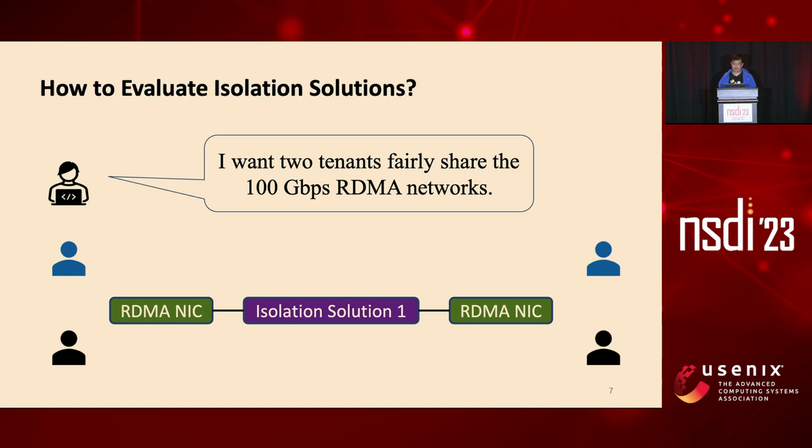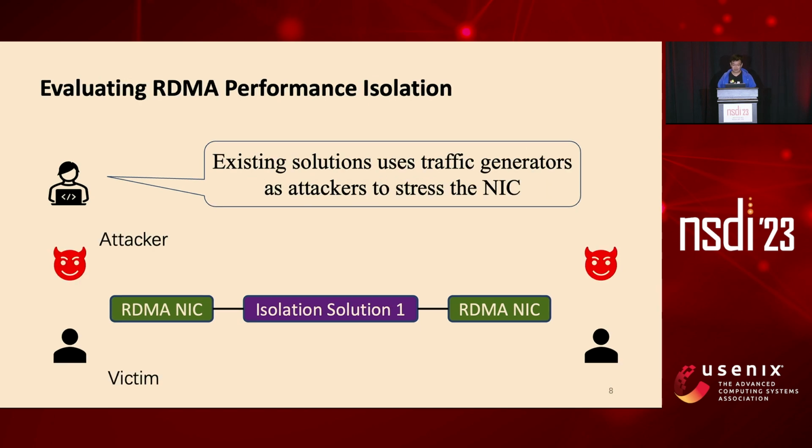Naturally, the next step is to evaluate this isolation solution. But how to do that? We take a look at how existing solutions evaluate their isolation effect. Today, the state-of-the-art approach is to use a traffic generator to test performance isolation. For example, they usually run a benchmark workload as a victim tenant and use traffic generators such as iperf or perftest to exhaust the NIC bandwidth. In this way, they test if the isolation works by checking if the victim's performance is affected.